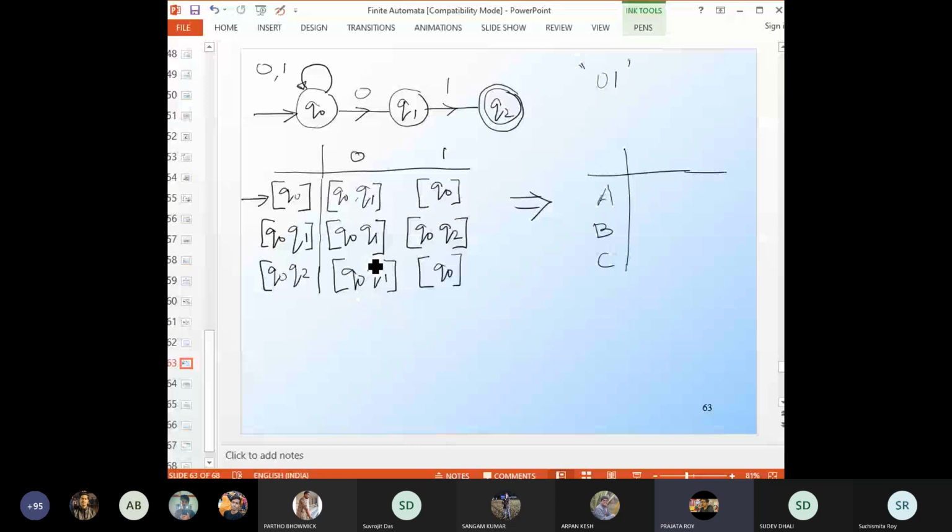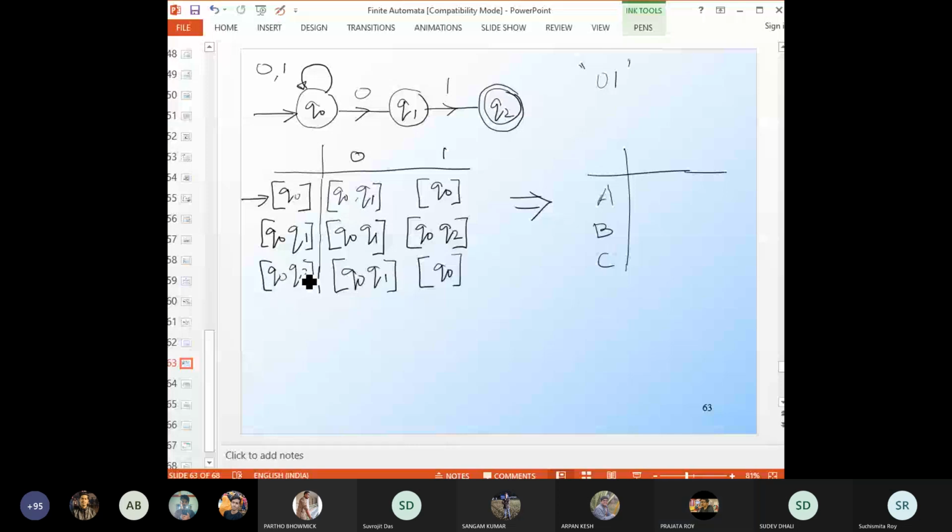No, wait. Which state are we talking about? Which row? First, second, third? Ma'am, the third row, where Q0, Q2. Yes. Upon 0, Q0 goes to Q1 and Q2 does not change. So it would be Q0, Q2. Say it would be Q1, Q2. Q1, Q2 upon 0.